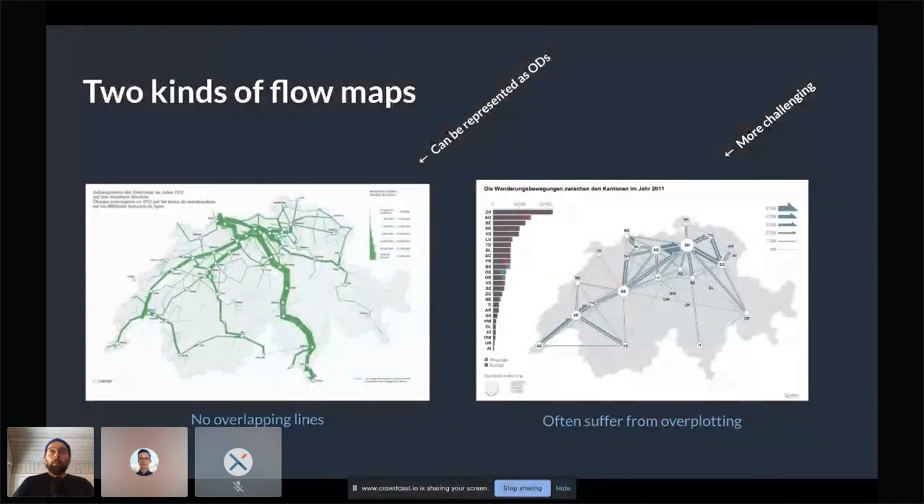They can also be represented as ODs, as origin destination. At least the data behind them can be represented as OD data if we use the sides of the segments as the locations, origins, and destinations. So, the origin destination flow maps can be considered a more general case and also more challenging. So I'll be speaking about them in the rest of the presentation.